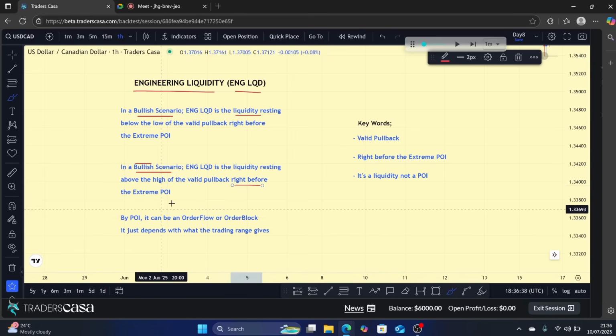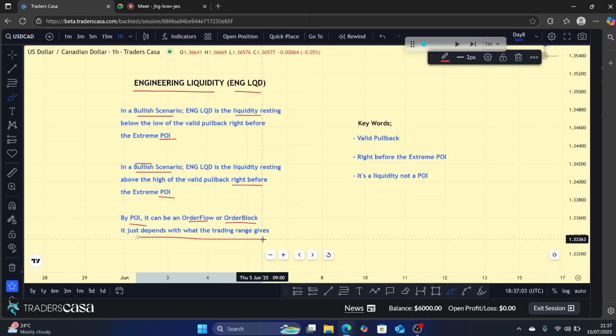And here you can see this is the extreme POI. If you remember from our previous sessions, we said that a POI can be an order flow or an order block. It just depends on what the trading range gives.